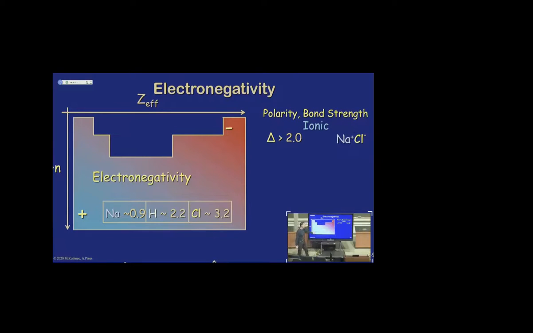And in general, I can't think of an exam question we would ask where the actual number is important. You'll just look at the general trend. These guys are electronegative. These guys are electropositive. So if there's a big difference, and now we're giving it a numerical value, bigger than 2 on this Pauling scale, that refers to a very polar bond.